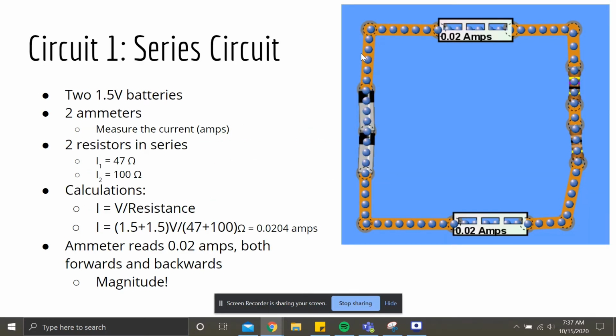The first circuit we looked at had two 1.5 volt batteries, two resistors in series, and two ammeters. We were asked to predict the current I1 and I2 measured by the ammeters.